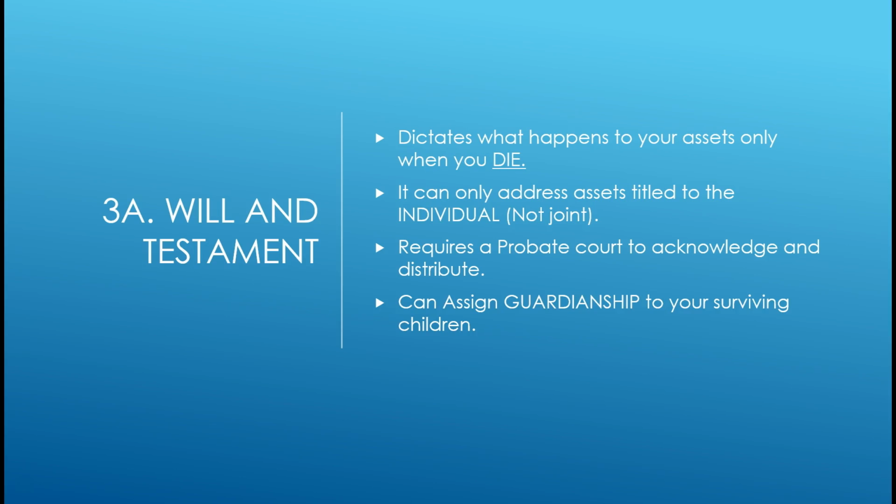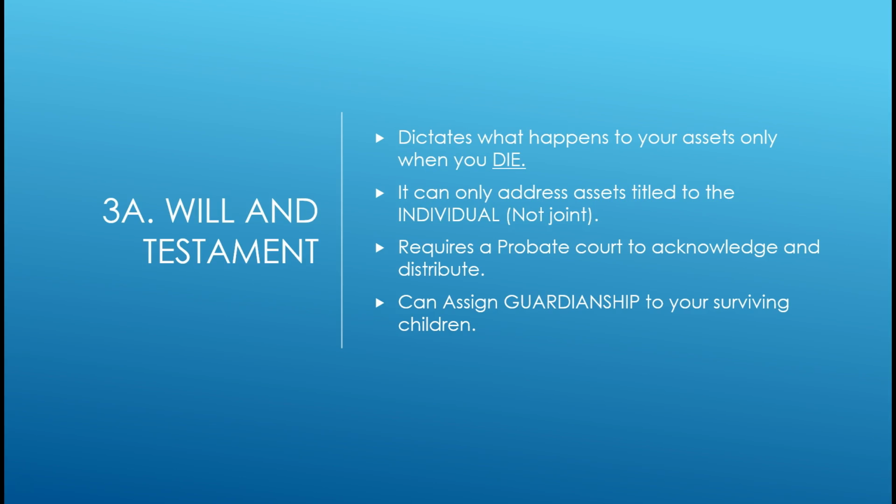Will and testaments can assign guardianship to your surviving children. It is a powerful document. It does allow for assigning guardianship. Trusts don't do that, but your will and testament can do that. So you do want to look this up. You can find will and testament templates on LegalZoom.com or other places. Find a professional and make sure that you get this done correctly.